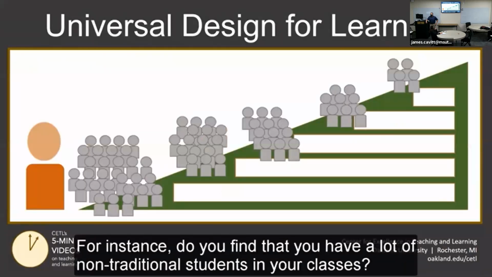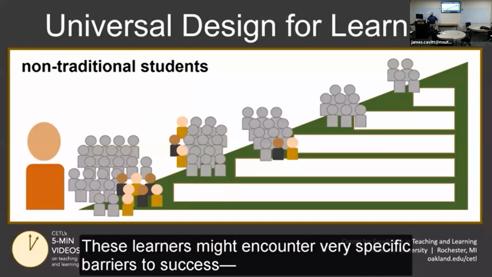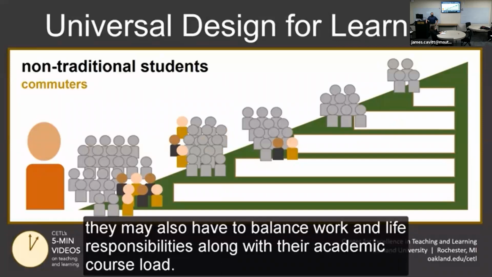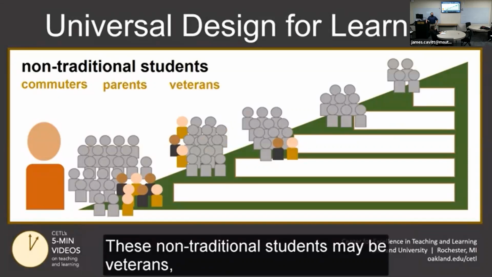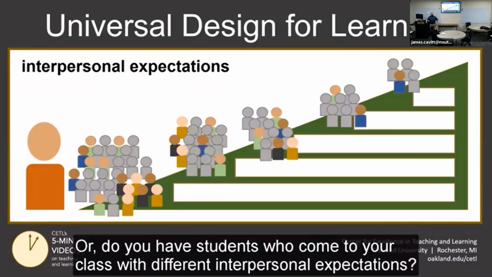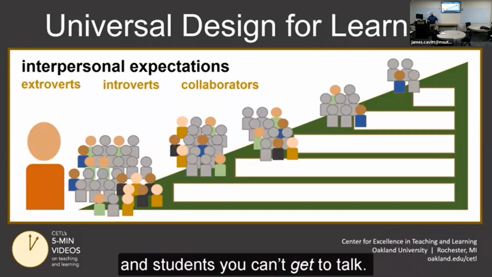For instance, do you find you have a lot of non-traditional students in your classes? These learners might encounter very specific barriers to success. For instance, they might be commuters. They may also have to balance work and life responsibilities along with their academic course load. These non-traditional students may be veterans who may face unique challenges rejoining civilian life. Or do you have students who come to your class with different interpersonal expectations? In a single course, I'm sure you've had students who can't stop talking and students you can't get to talk.